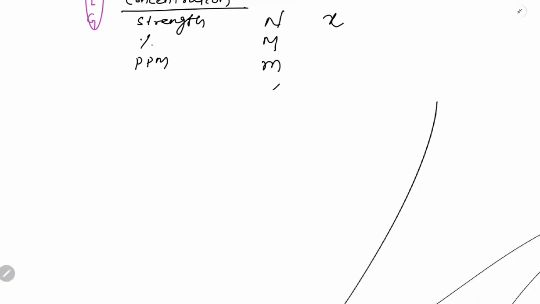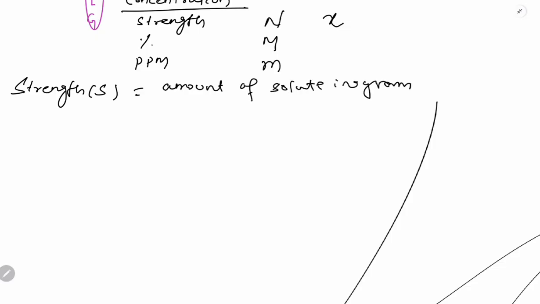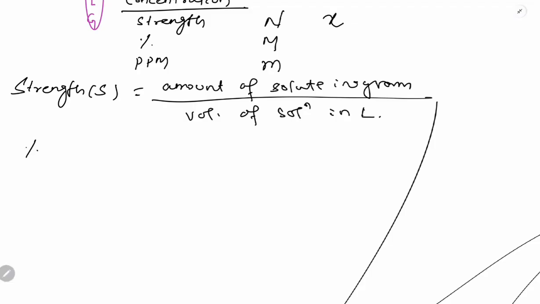Now we will discuss what is strength. Strength is denoted as S. It is the amount of solute in grams present in 1 liter of solution, or volume of solution in liter. That is strength. Now what is percentage?